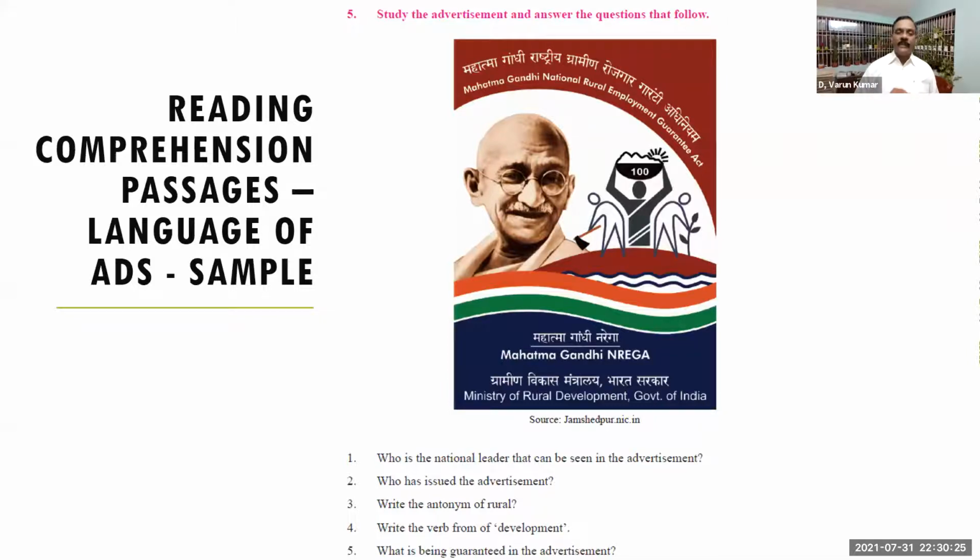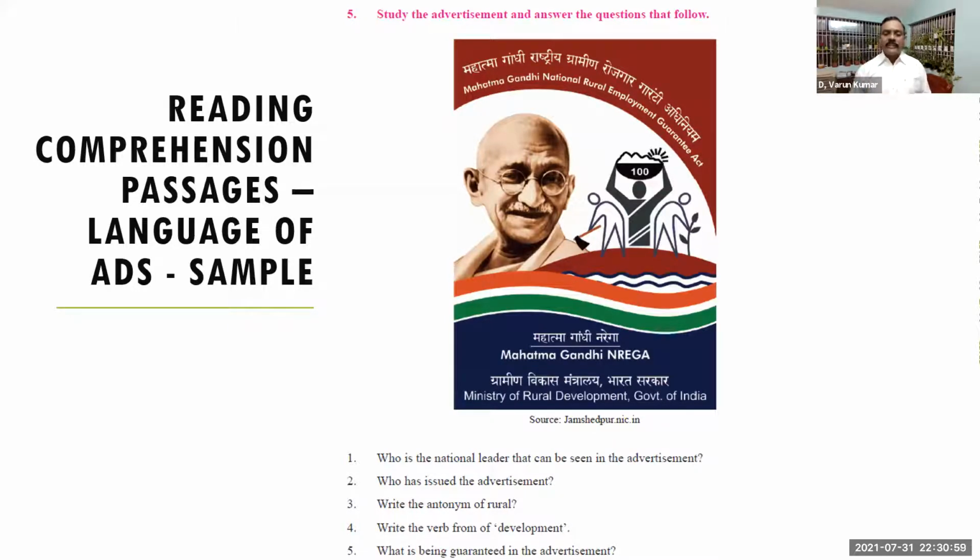So this advertisement, Mahatma Gandhi National Rural Employment Guarantee Act. This is the advertisement. So there is Mahatma Gandhi and you can see some people working. So Mahatma Gandhi, NREGA. So National Rural Employment Guarantee Act, NREGA. So sometimes it is asked, what is NREGA? So read the title given here.